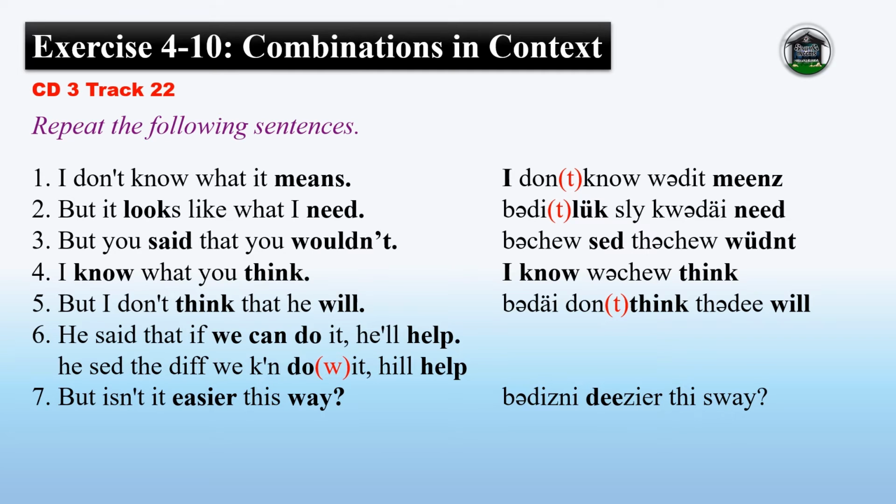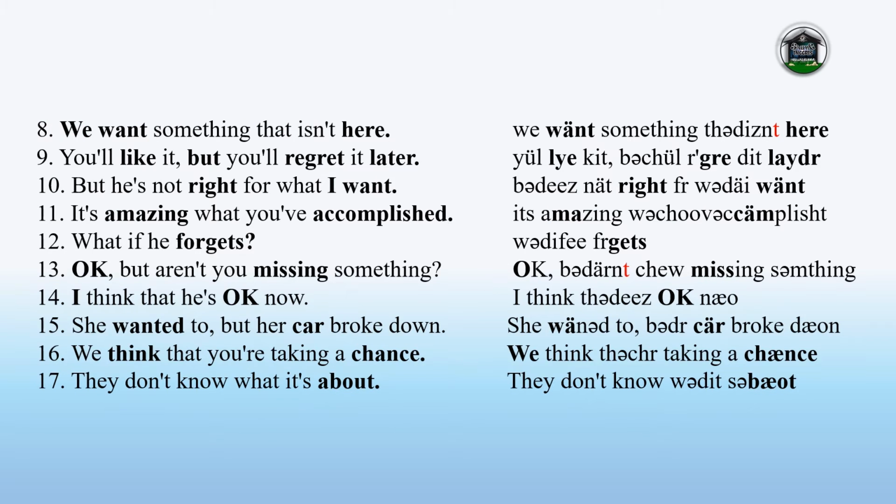7. But isn't it easier this way? 8. We want something that isn't here. 9. You'll like it, but you'll regret it later. 10. But he's not right for what I want. 11. It's amazing what you've accomplished. 12. What if he forgets? 13. Okay, but aren't you missing something? 14. I think that he's okay now. 15. She wanted to, but her car broke down. 16. We think that you're taking a chance. 17. They don't know what it's about.